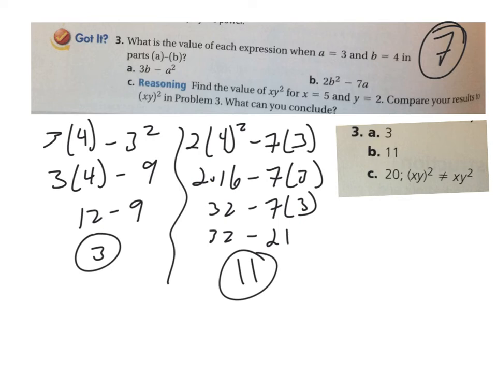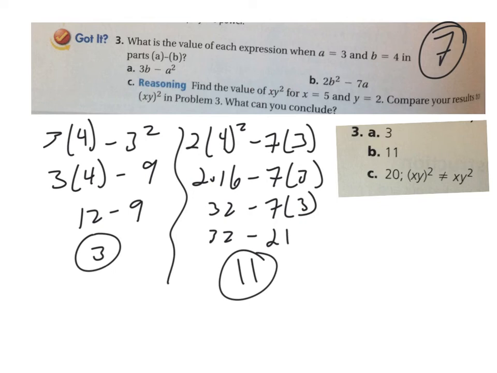Now part C asks us to find the value of xy squared. Notice the difference. No parentheses, yes parentheses. This one, we only square the y, not the x. Here it's forced to square the x times y. That's the major difference there. So the two sides aren't going to be equal.